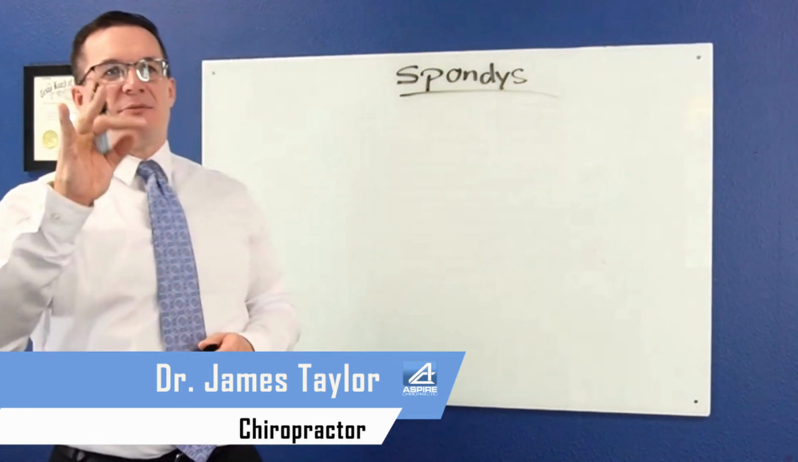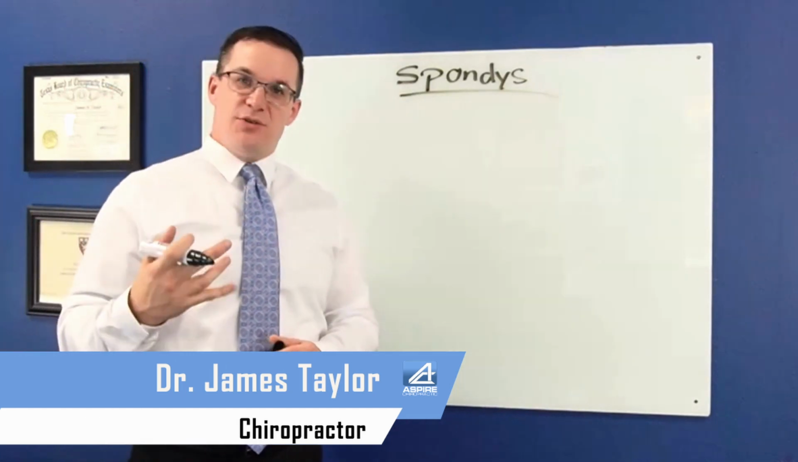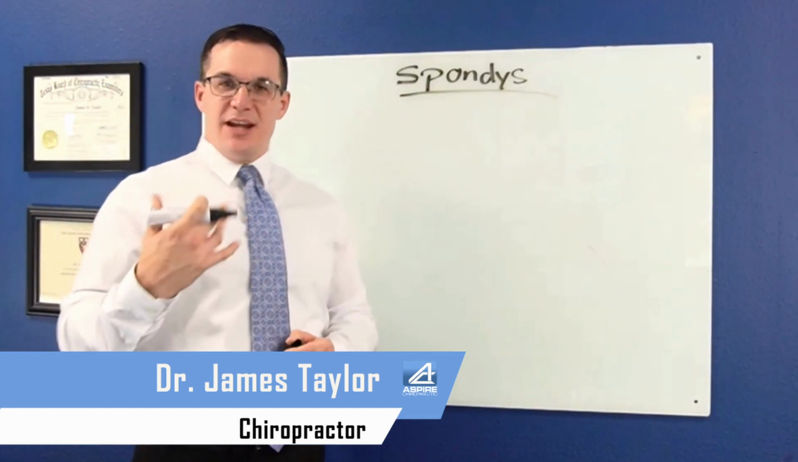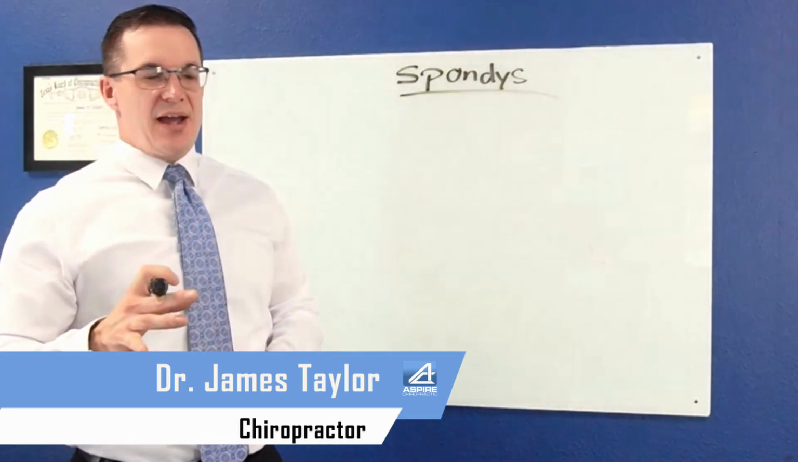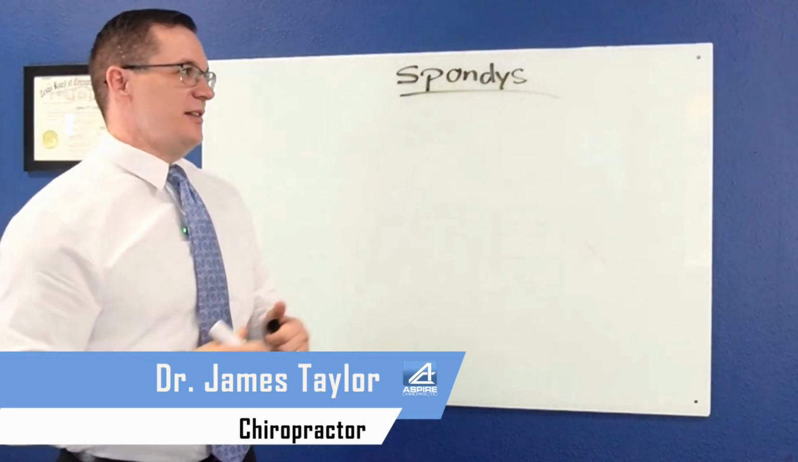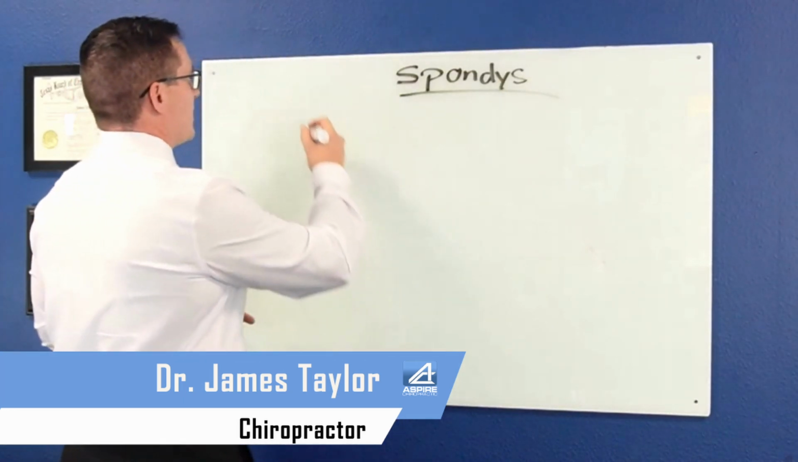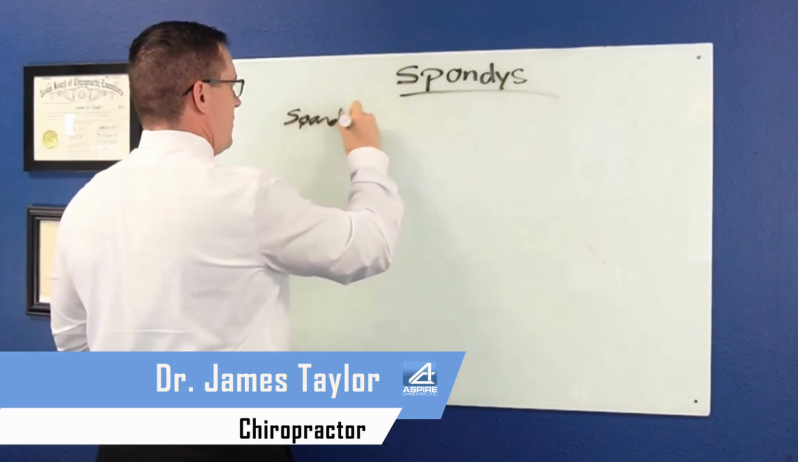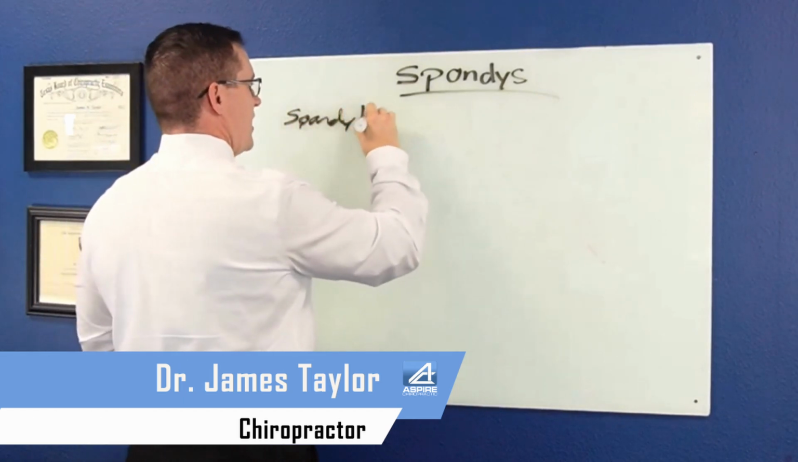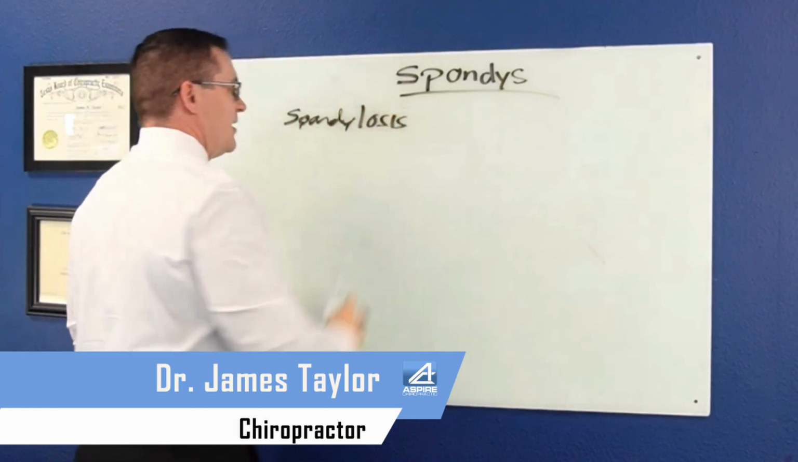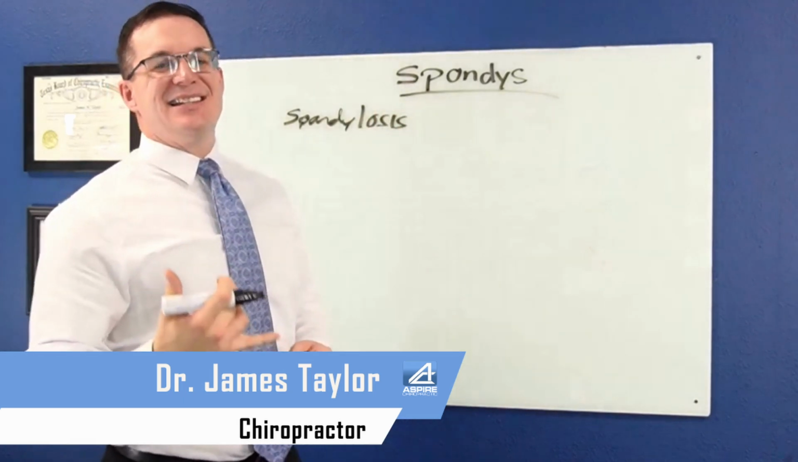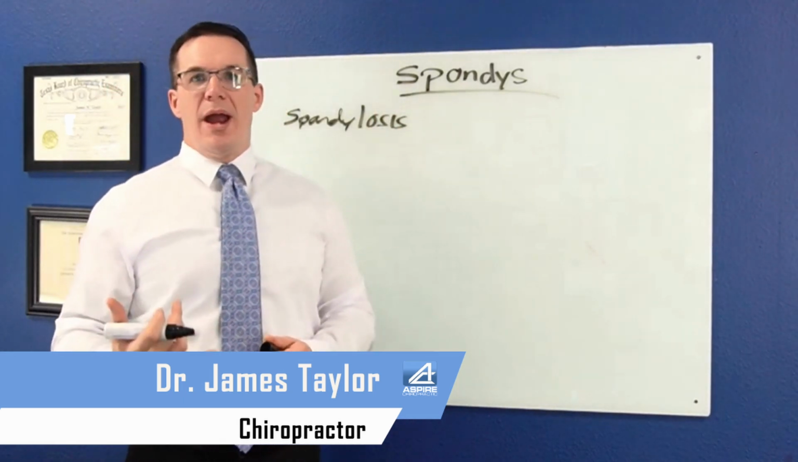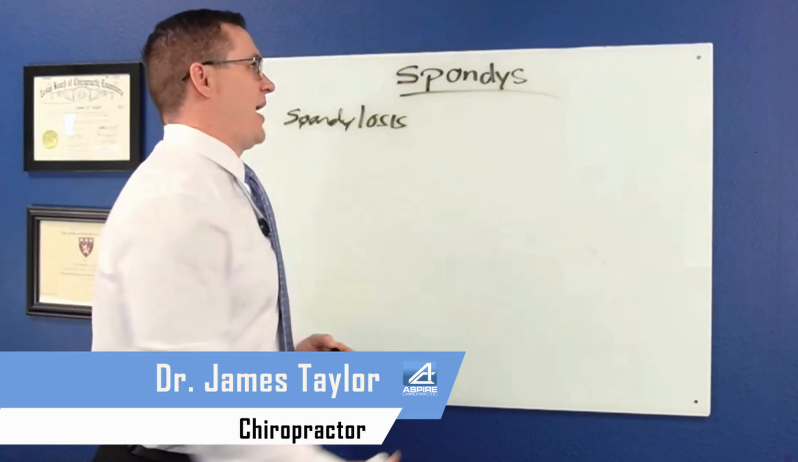So, these are three variations of issues that you can have with the neck or low back. We see a lot of low back stuff in relation to these, but these can certainly happen in the neck. The first one is spondylosis, S-P-O-N-D-Y, spondylosis, L-O-S-I-S. Basically, this is general wear and tear on a joint in the spine.